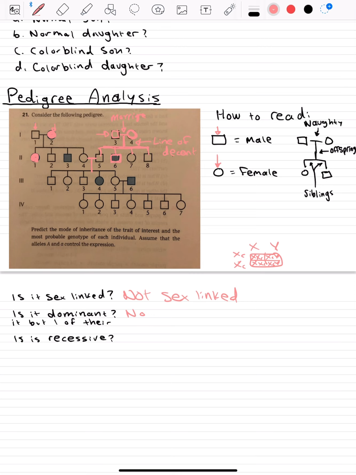Is it recessive? Well, probably. It's following patterns of recessive inheritance. We have an individual here who does not have the condition, and an individual here who does have the condition. They had 2 offspring who do have the condition. And on the other side, we had 2 individuals that did not have the condition, and they are producing 1 offspring that does have the condition and 3 other offspring that don't have the condition. So it is following recessive patterns of inheritance.